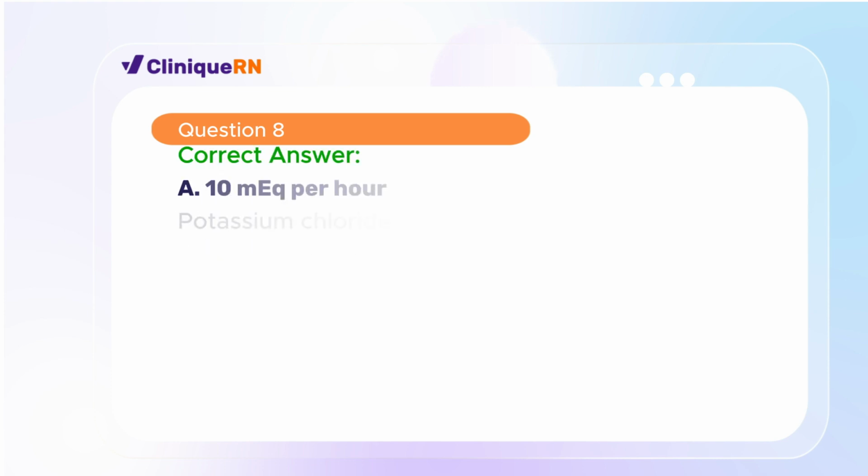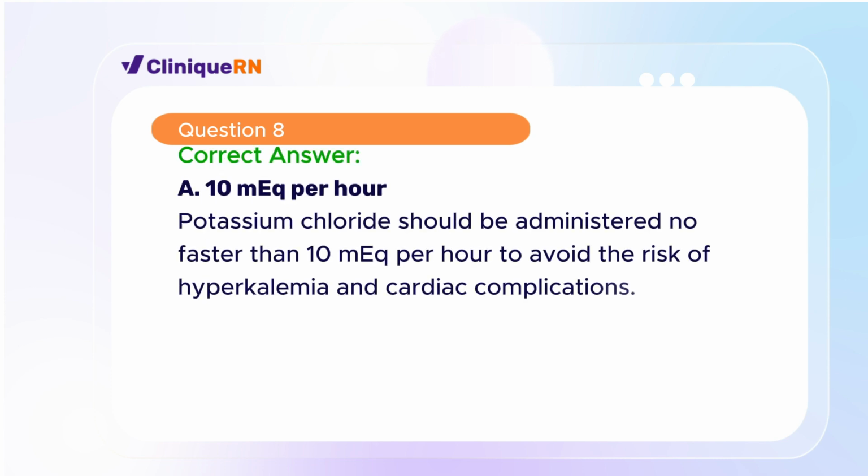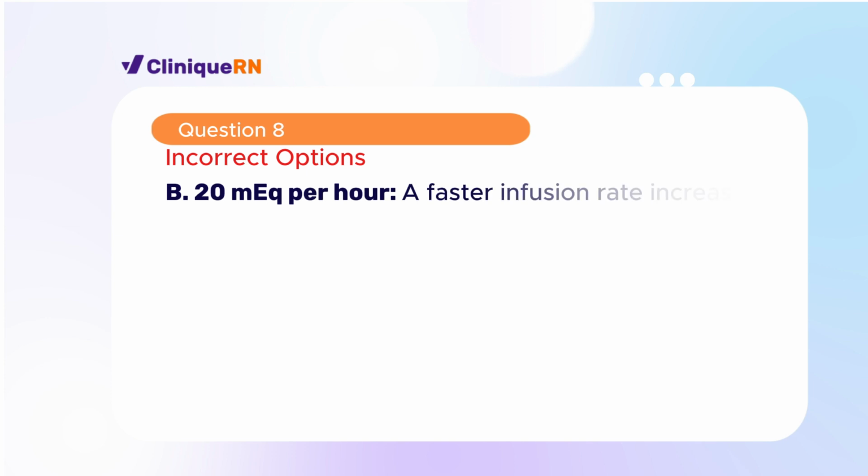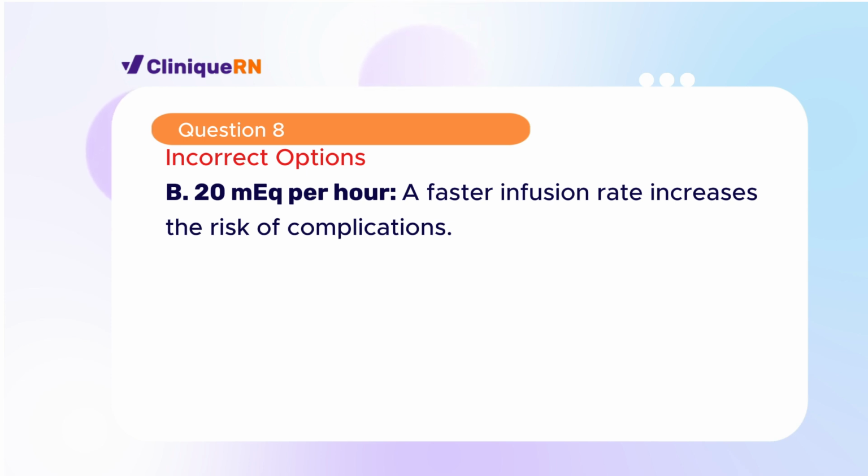The correct answer is A. 10 milliequivalent per hour. Rationale for correct answer. Potassium chloride should be administered no faster than 10 milliequivalent per hour to avoid the risk of hyperkalemia and cardiac complications. Rationale for incorrect answers. B. 20 milliequivalent per hour. A faster infusion rate increases the risk of complications.